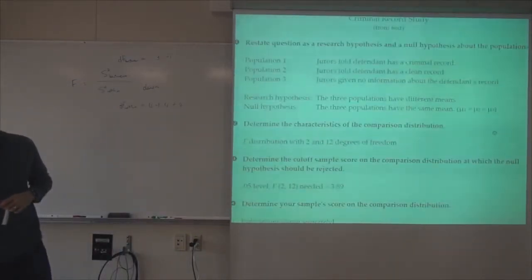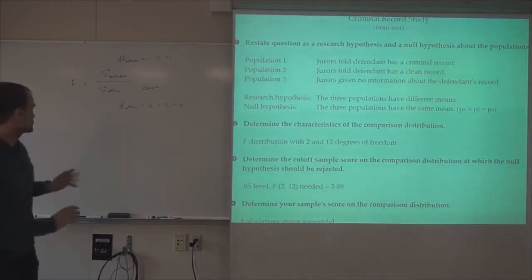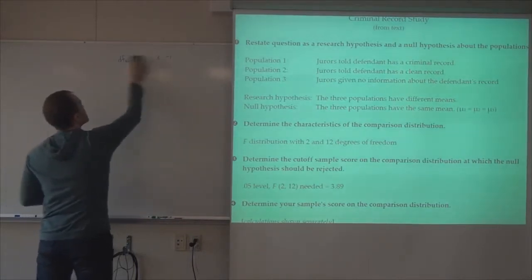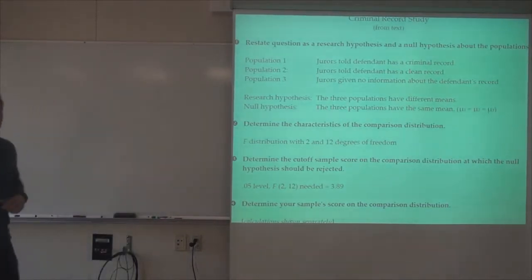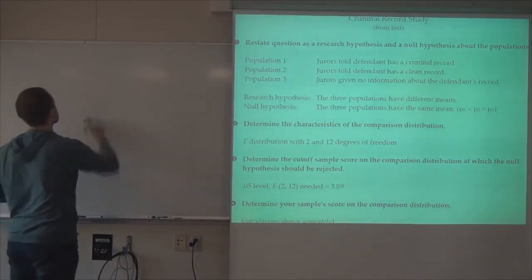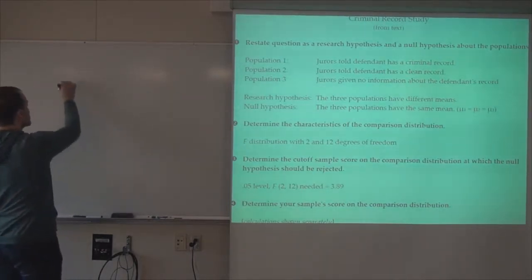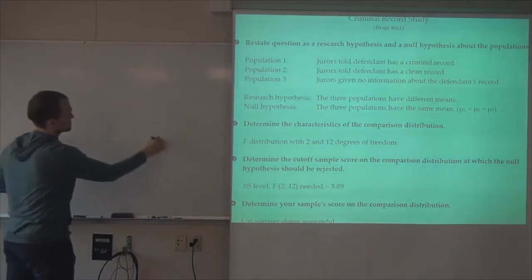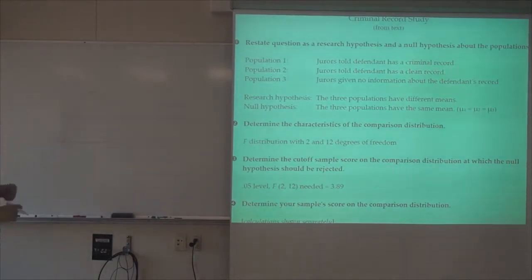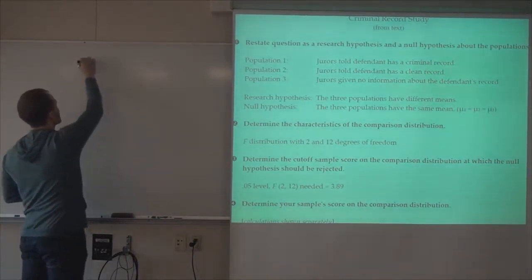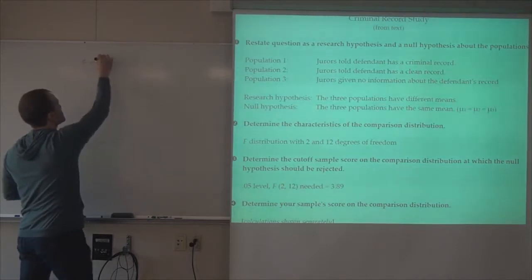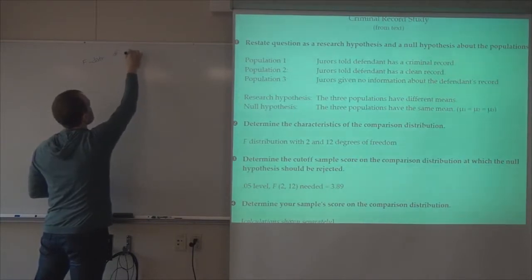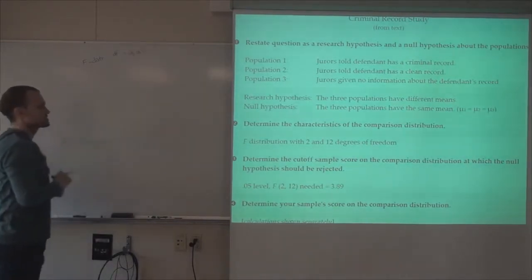So let's just visualize this first, so I know it's 2 and 12. So let's visualize what the F distribution looks like. In this case, all my hypothesis tests will be one tail. So this is an F distribution, degrees of freedom 2 and 12, we said.